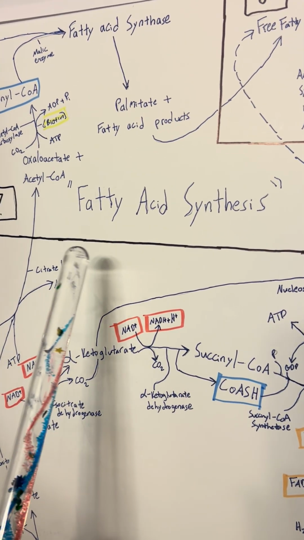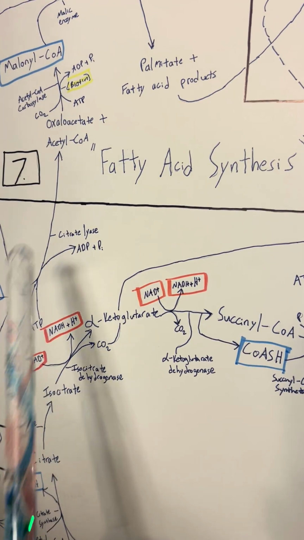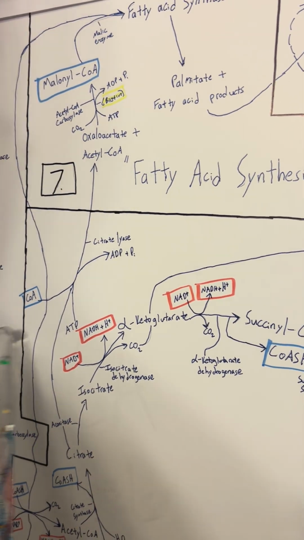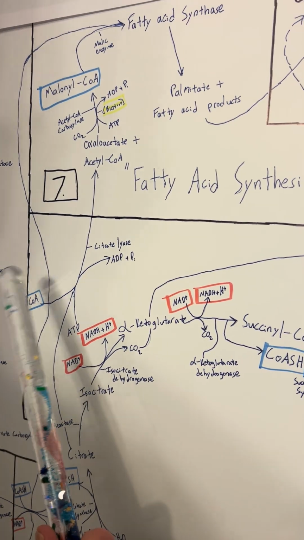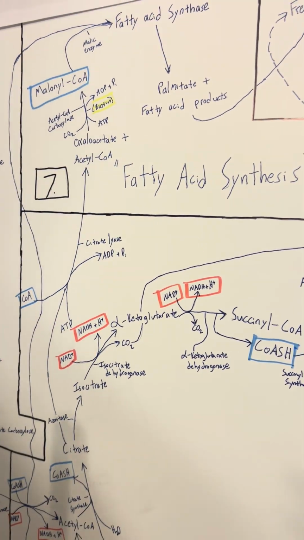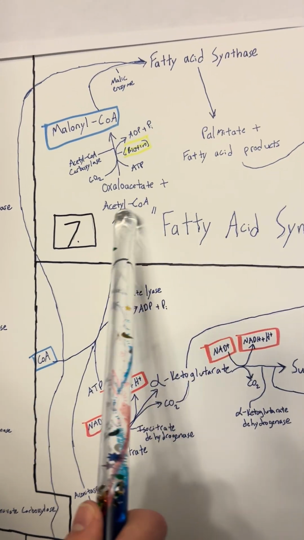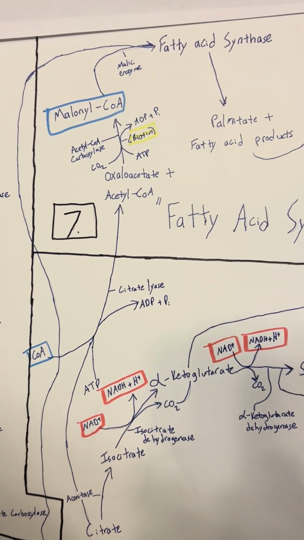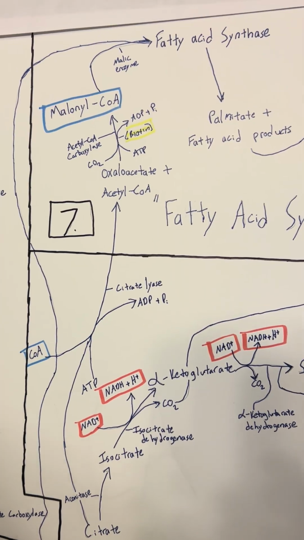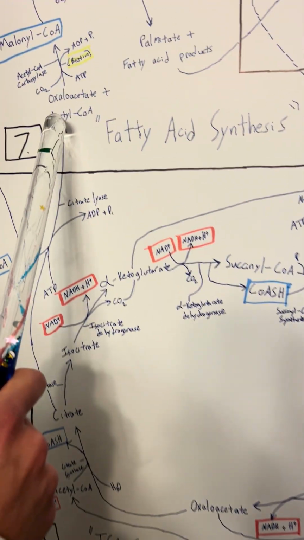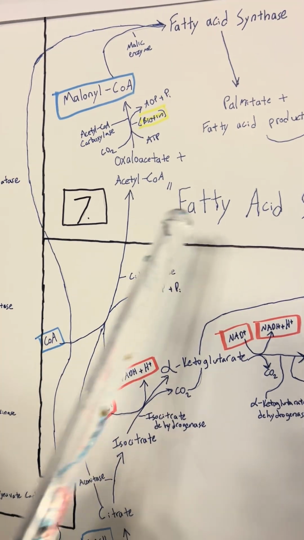So, with the help of citrate lyase, ATP, CoA, and ADP plus a phosphate group coming off, we get oxaloacetate and acetyl-CoA to start out with in the fatty acid synthesis from certain intermediates from the TCA cycle, which I just listed that will come right here.